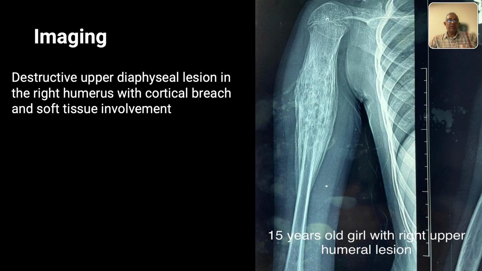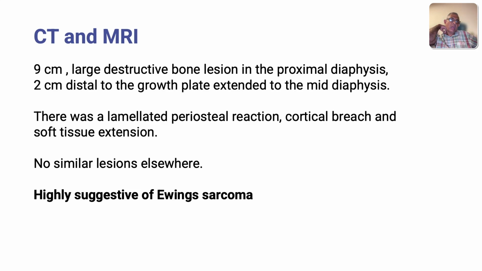When we did the plain radiograph, it's a very, very alarming image. There's a destructive upper diaphyseal lesion in the right humerus that you can see very clearly with a cortical breach and soft tissue involvement. Next slide. And CT and MRI showed a large destructive lesion with a lamellated periosteal reaction with cortical breach and soft tissue extension with no similar lesions elsewhere, which was highly suggestive of Ewing sarcoma according to the radiologist report. Next slide.